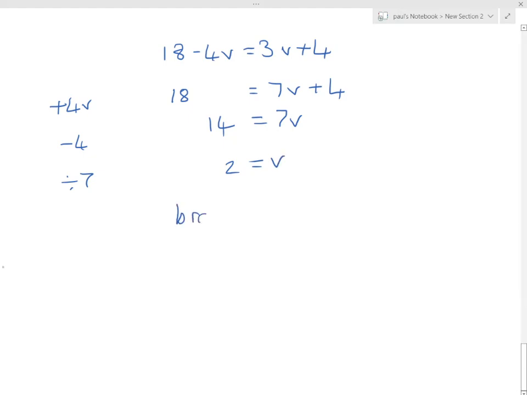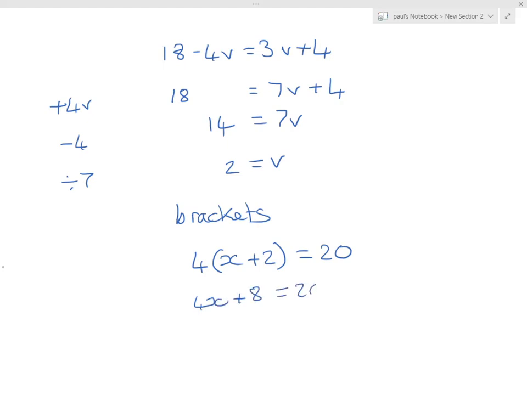Then we looked at some with brackets. And of course you can get combinations of everything all together, all at once. Plus 2 equals 20. So first of all you're going to expand the brackets. So 4 times x is 4x, 4 times 2 is 8, equals 20. Then subtract 8. So you've got 4x equals 20 minus 8, which is 12. And then divide by 4. So 12 divided by 4 is 3.